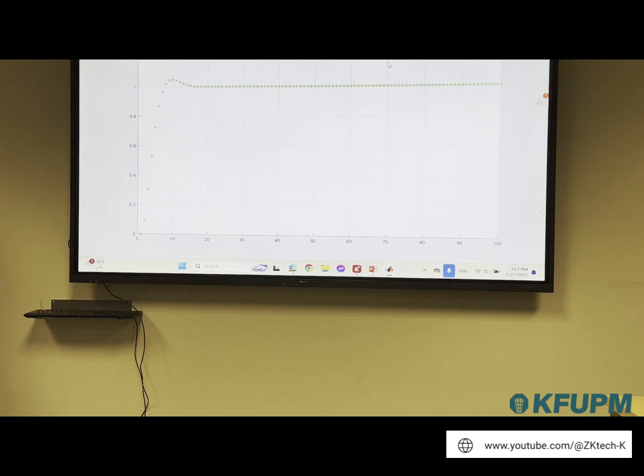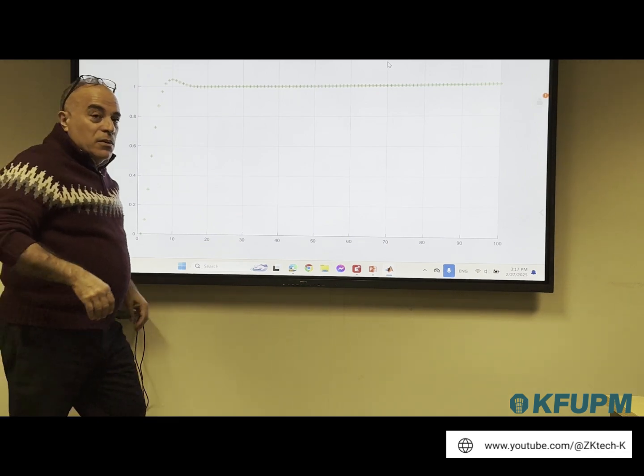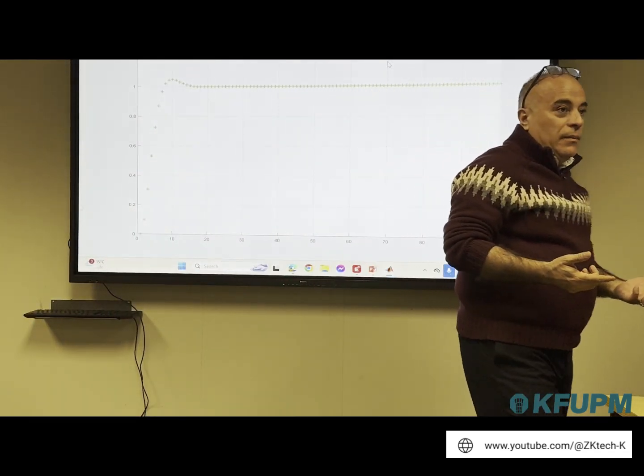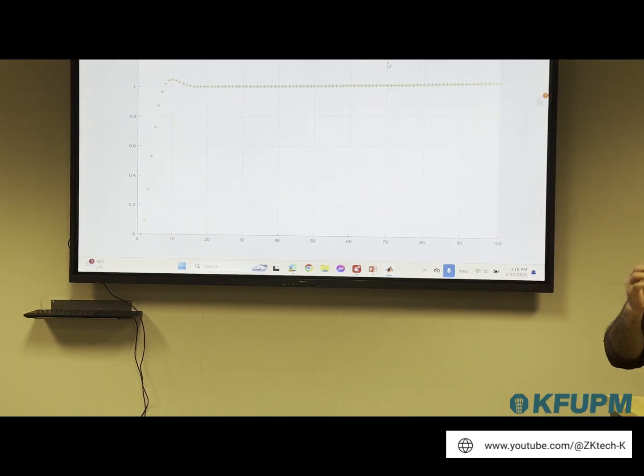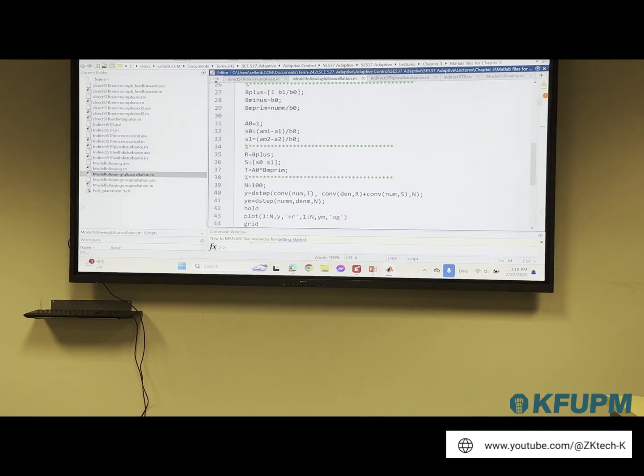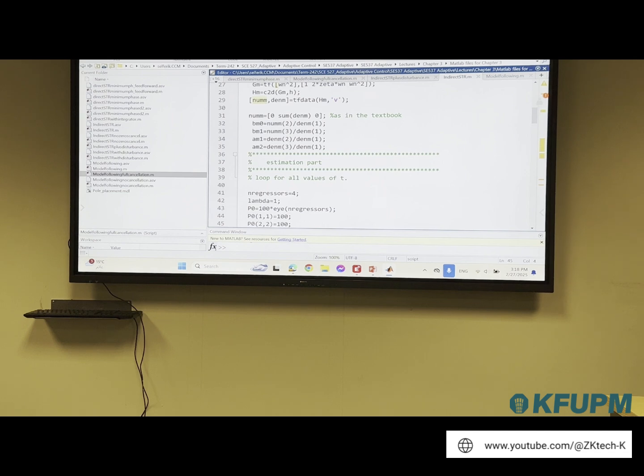You are okay with this? So now I'm going to add the identification and see what will happen. Yes. Right? So I'm going to go back to my code, and need to look at this one. So here, what will happen? I need to add the estimation part.